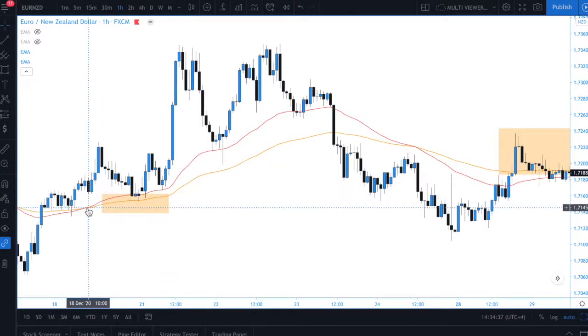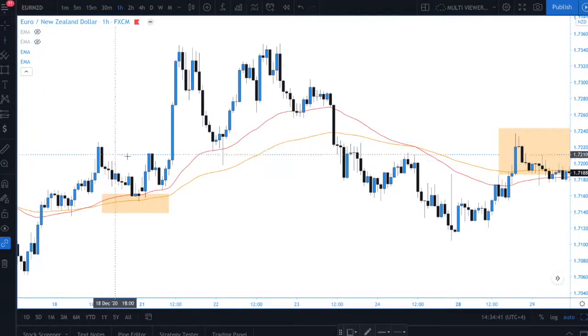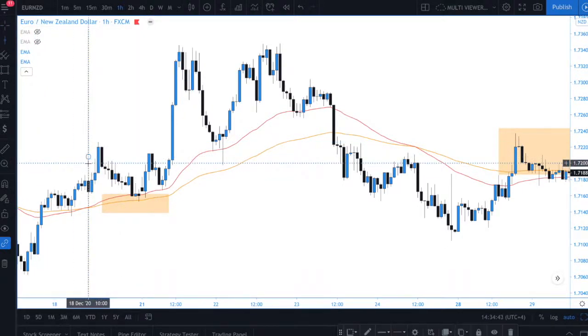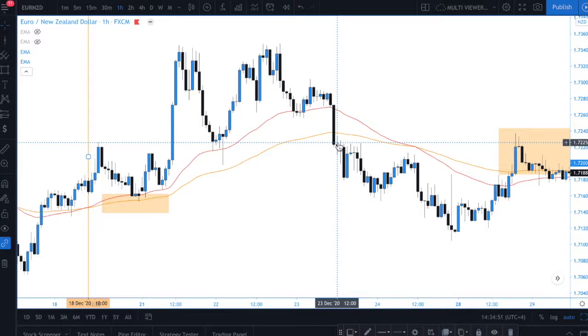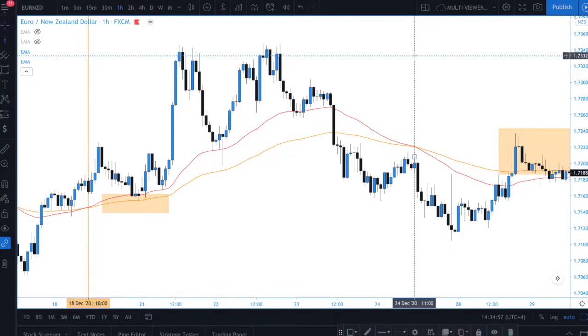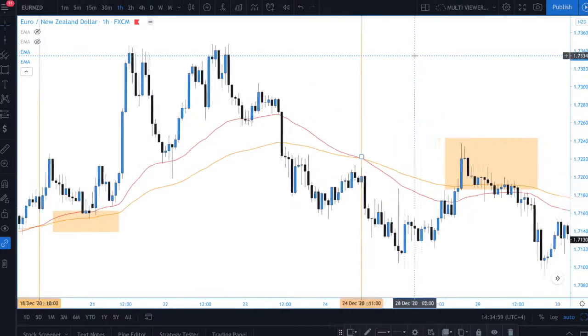We had that cross here. I'm going to use the vertical lines again. We had the cross come in around this region here. We then pulled back to the EMAs, we went up. We pulled back to the EMAs, we went up. But then here, when we closed below, it's our first indication that potentially the market could change. We then had the cross again. Our bias can potentially be bearish on this time frame.